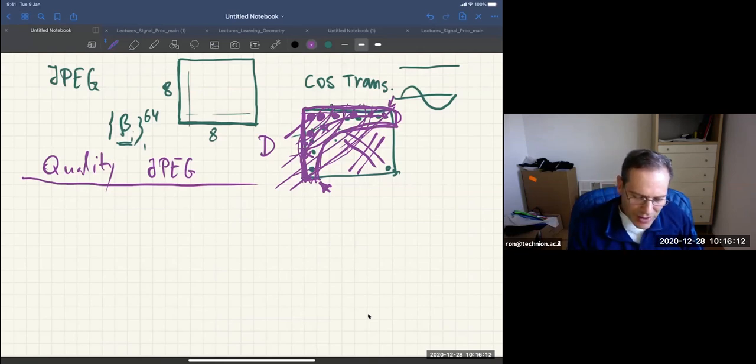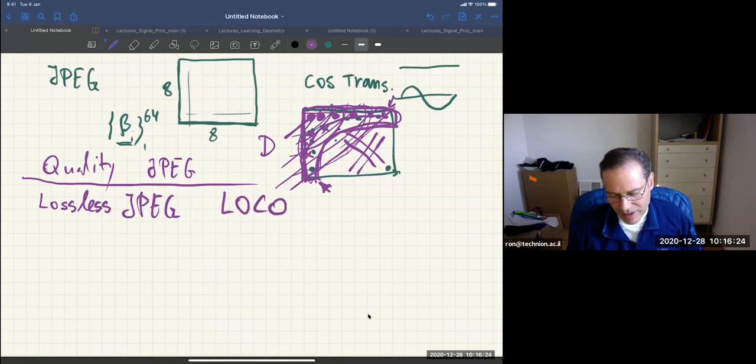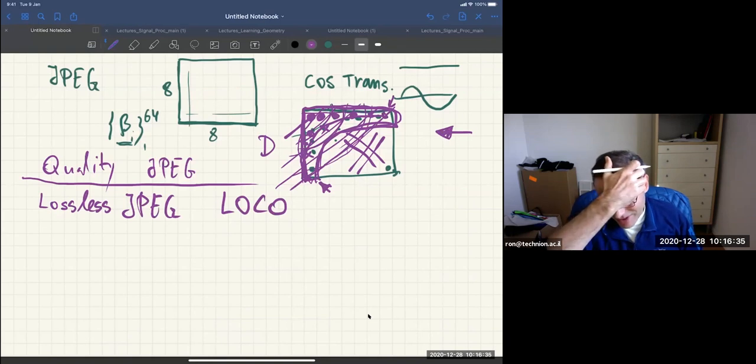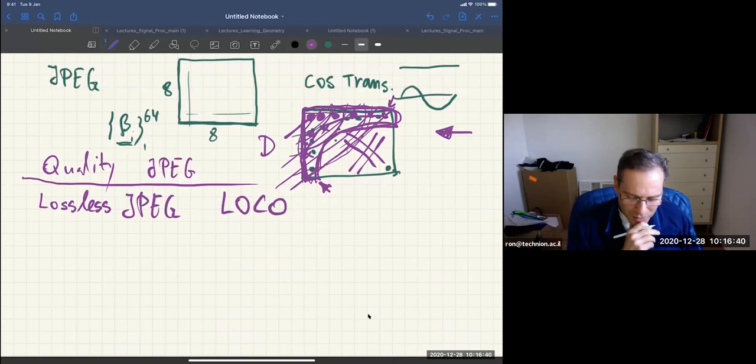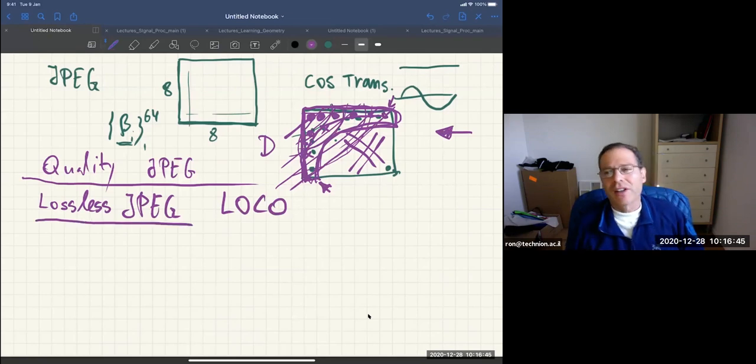Now, there is also lossless JPEG. The lossless JPEG is called LOCO. It is an algorithm which is completely different from this one, that was invented by three Israelis. I mean, each of them has an Israeli passport, so they are Israeli. One of them is Guillermo Sapiro, a good colleague of mine. And this kind of lossless JPEG is how the Pathfinder transmits its images from Mars.